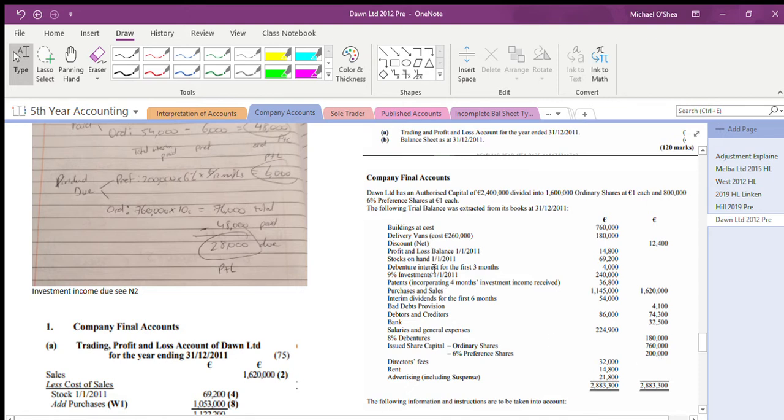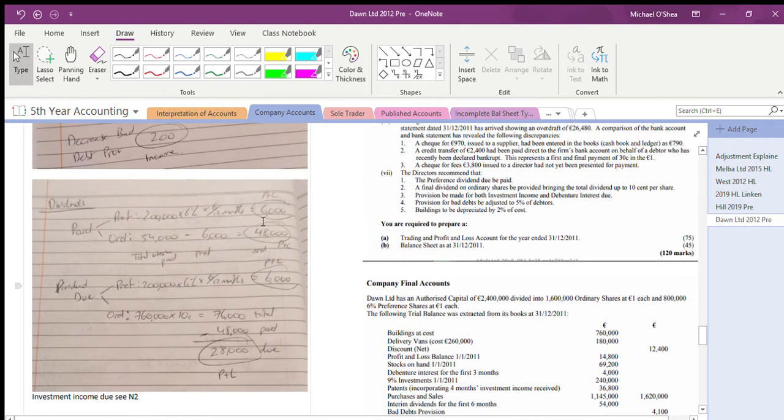I've already paid 6 months dividends. Obviously half of the dividends have been paid for preference. So the 12,000 is for 12 months. If I paid 6,000 for 6 months already, which means I paid half of the entire year, therefore the remaining 6,000 is dividends due for preference.